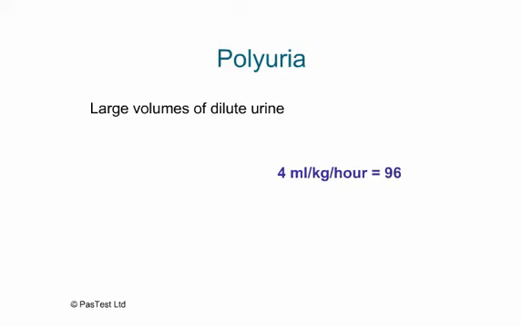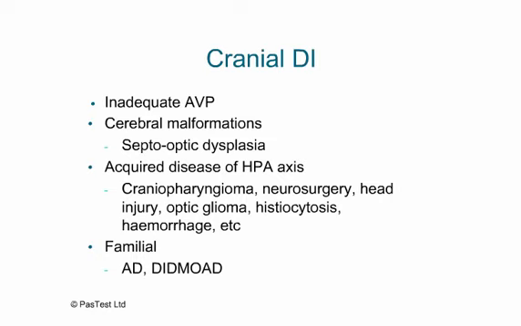Cranial diabetes insipidus is due to inadequate production of AVP. This may be due to cerebral malformations such as septo-optic dysplasia. There may be acquired causes such as craniopharyngioma, histiocytosis. Rarely, there might be autosomal dominant forms or associations with conditions such as the diabetes mellitus diabetes insipidus association, or DIDMOAD.